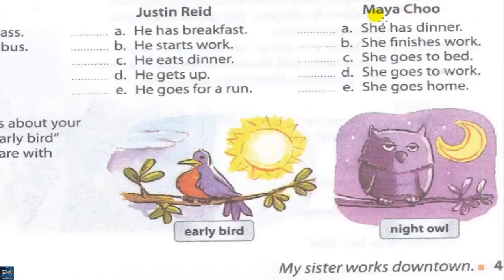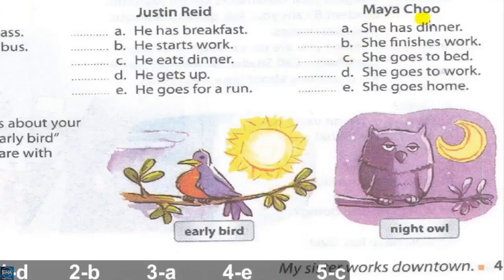Maya Chu. One, D, she goes to work. Two, B, she finishes work. Three, A, she has dinner. Four, E, she goes home. Five, C, she goes to bed. Again, the answers: 1, D, 2, B, 3, A, 4, E, 5, C.